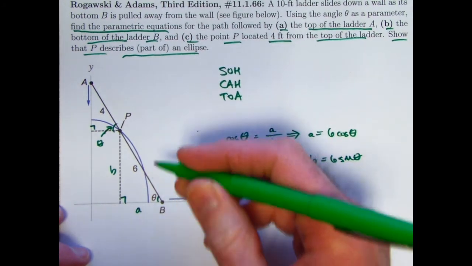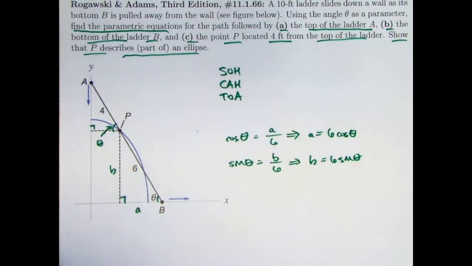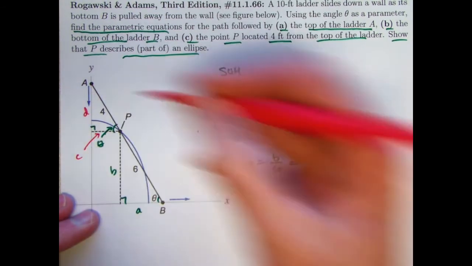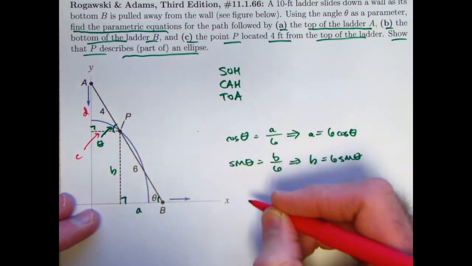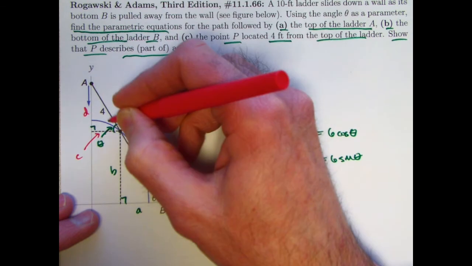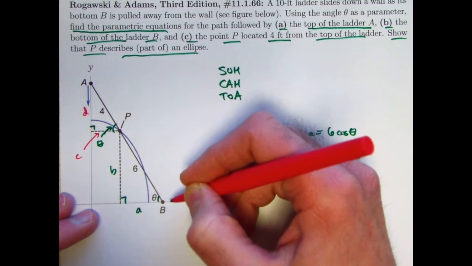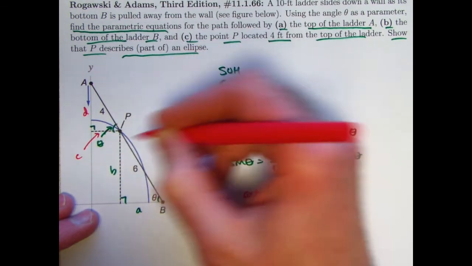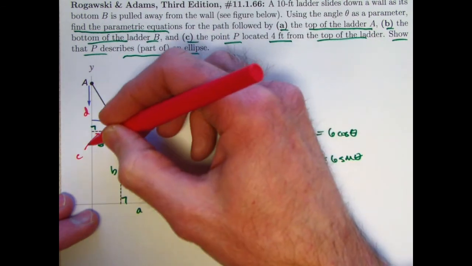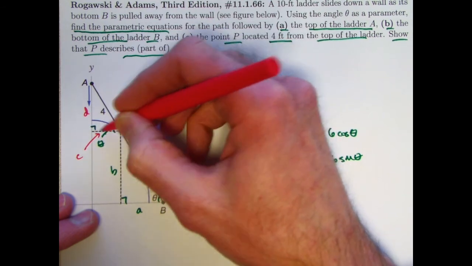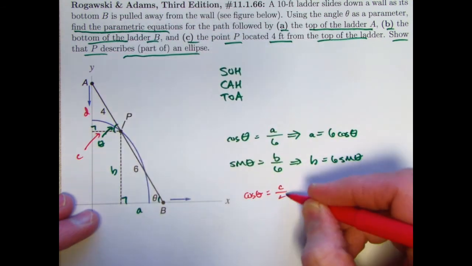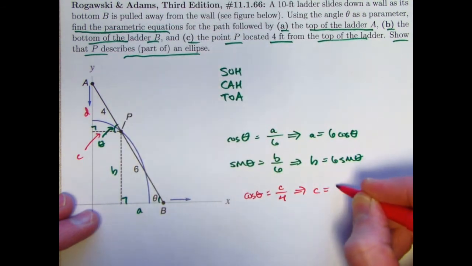I can do something similar for the smaller triangle up there. Let me use a different color. Let's label this side C and this side D. Focusing on that smaller triangle, cosine of theta, it's the same angle, right? These angles are congruent. Cosine of theta is again adjacent over hypotenuse. The adjacent side is this side, with length C, and the hypotenuse length is 4, so C over 4. Therefore, C is 4 cos theta.